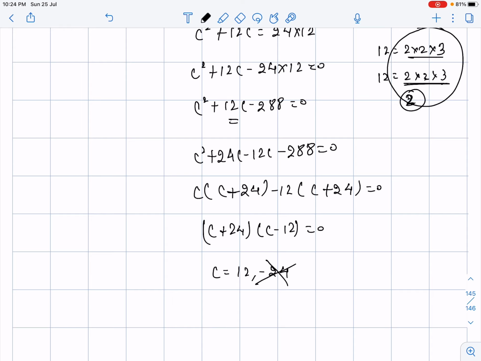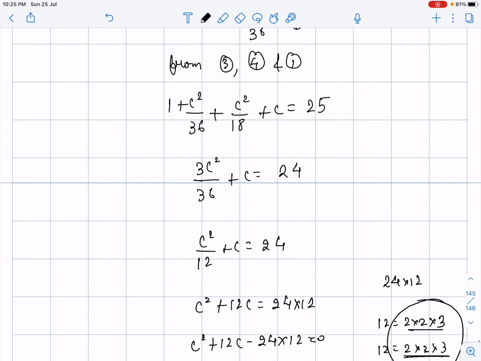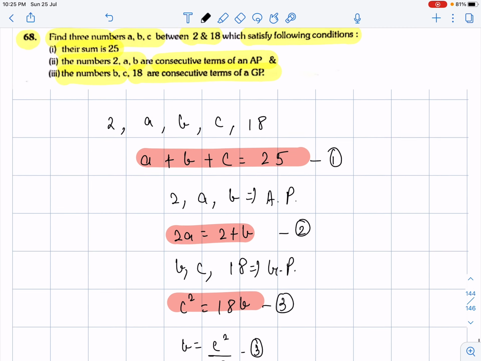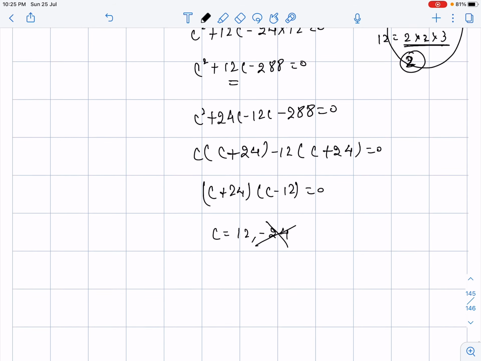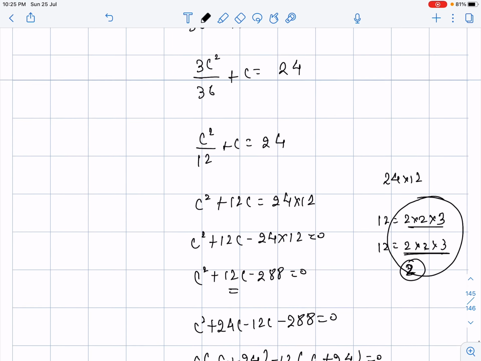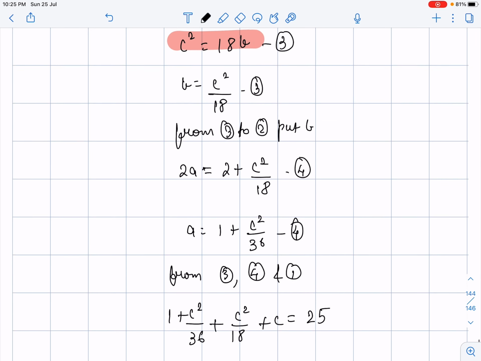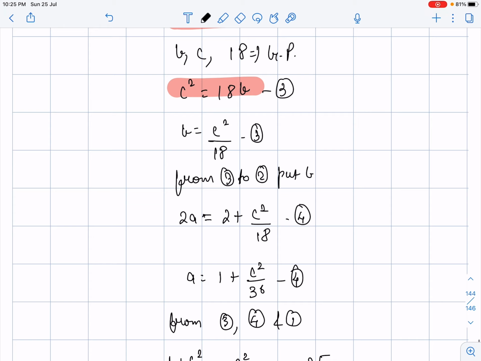But minus 24 should be discarded by us, because they told us A, B, C are positive integers. They didn't say they are positive integers, but if they are lying between 2 and 18, definitely they will be positive only. Hope you guys have got my point. So I got the value of C as 12 over here. Now we have the relationship between B and C, so using that relation, we can get the value of B.